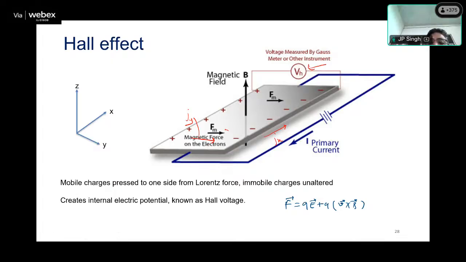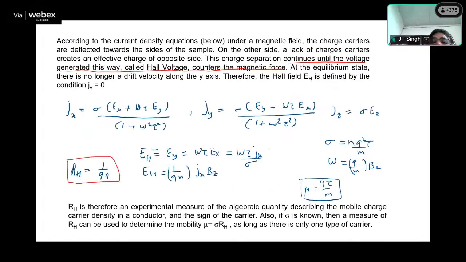So when this Hall voltage is generated, it will counter the deflection, because there will be a force on the moving electrons. The electric force will be simply QE, that is e times VH. So it is the magnitude of the electric force that will be generated there, with VH divided by the width.